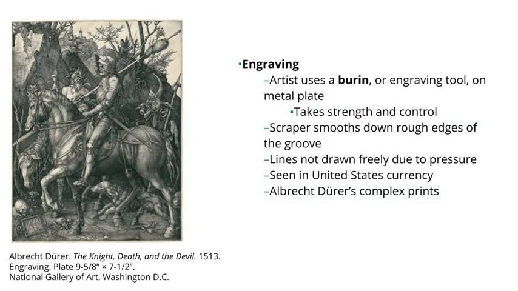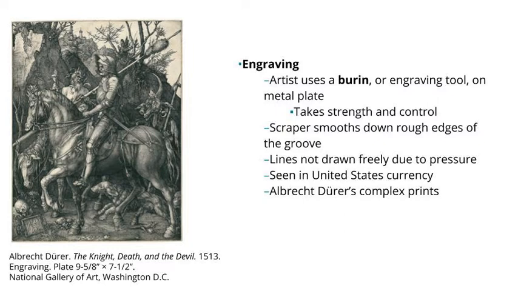Another example of intaglio printing is engraving. That is when an artist uses a burin, which is a special engraving tool, on a metal plate. And that takes strength and control because they have to literally dig out metal. They use a scraper to smooth down rough edges of the groove so that there are no burrs on the edges, because of the metal being all dug up.